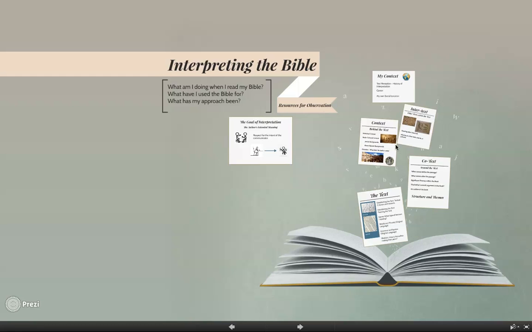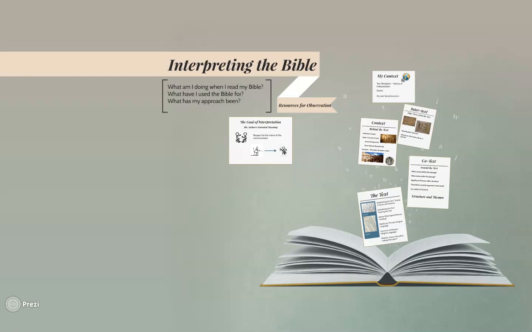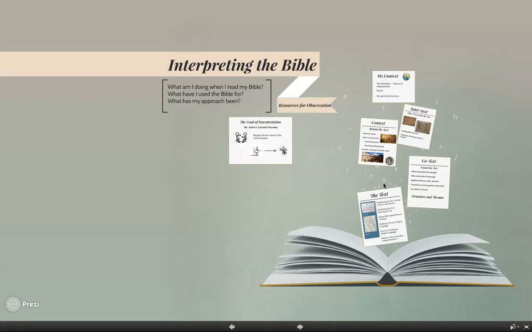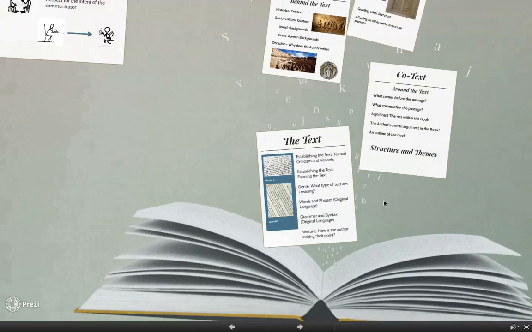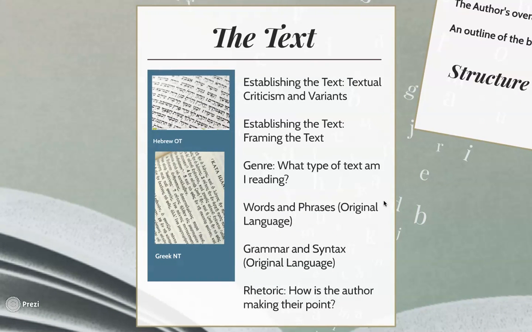There are things that are more about the text, like the text and the co-text, and there are things behind the text, what we might call context or intertext, and there are things in front of the text, such as my own social location, my own context. So what we're going to try to do is talk a little bit about the sorts of observations we make when we come to the text of Scripture. A lot of these observations are indeed built in the text.